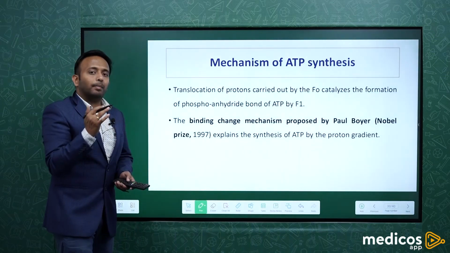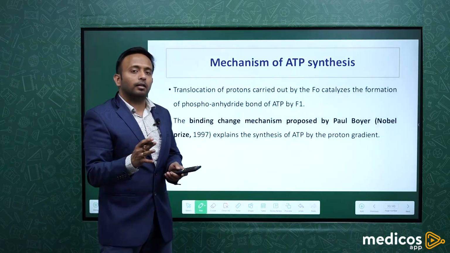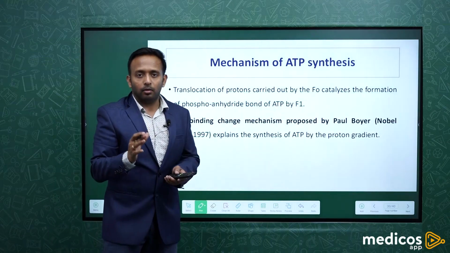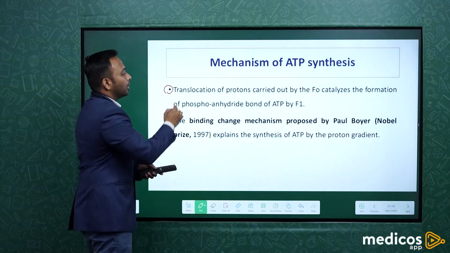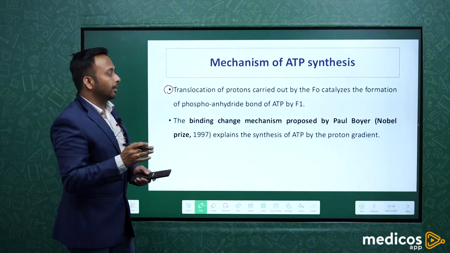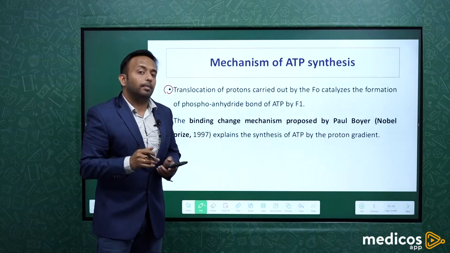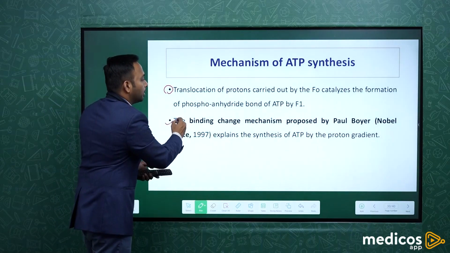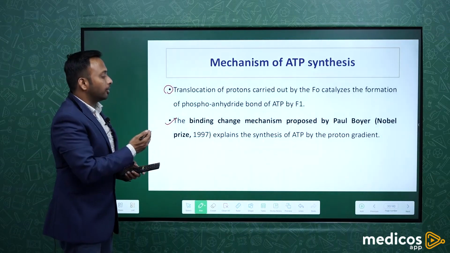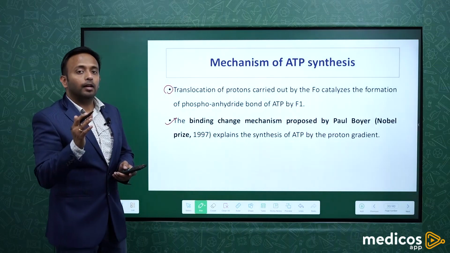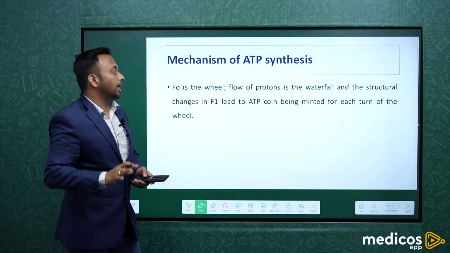Then when we talk about the mechanism, how it will generate: we have understood that it is a structure containing F0 and F1 complex, but how are they catalyzing? Translocation of proton is carried out through the F0 complex, with formation of a bond between ADP plus Pi. The binding change mechanism, proposed by Paul Boyer, who got the Nobel Prize for the same, explains the synthesis of ATP by the ATP synthase complex utilizing the gradient.